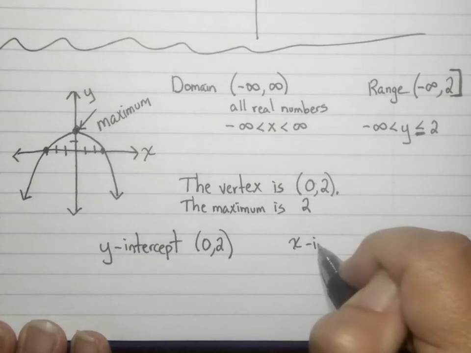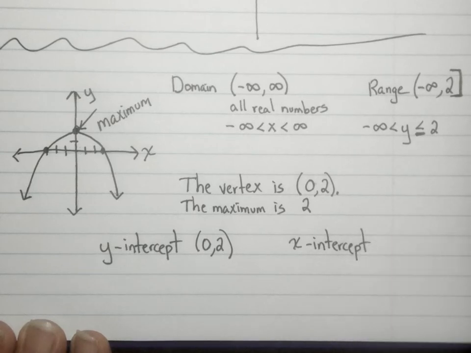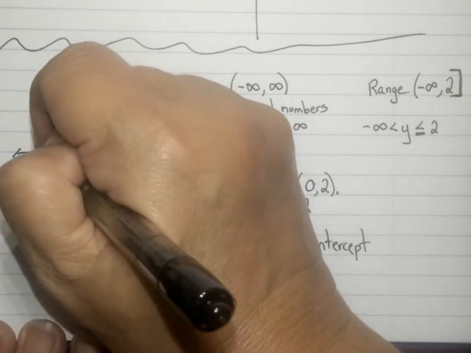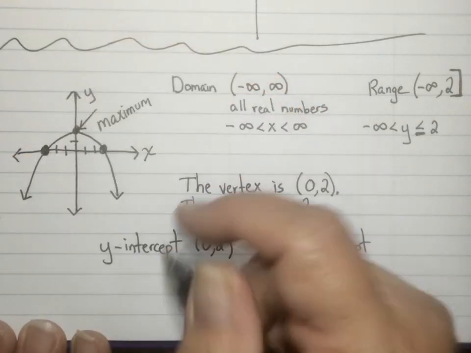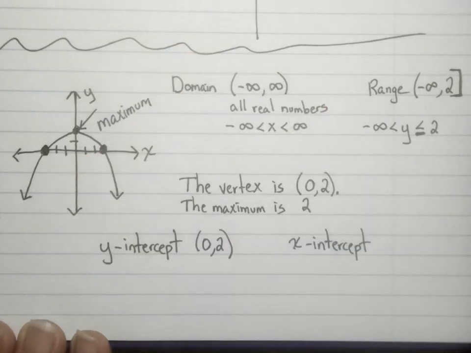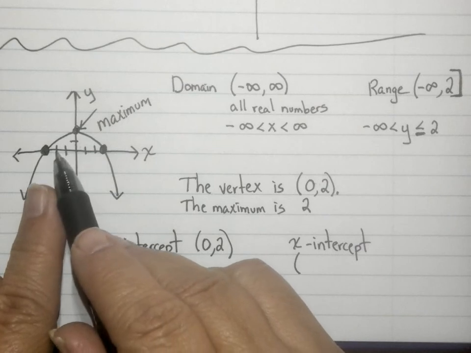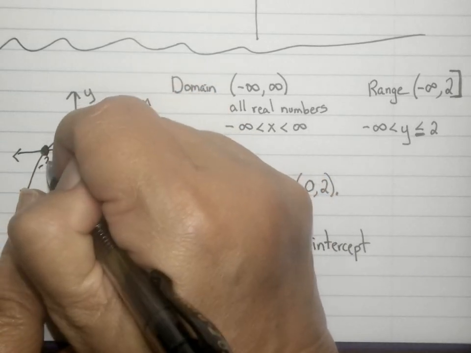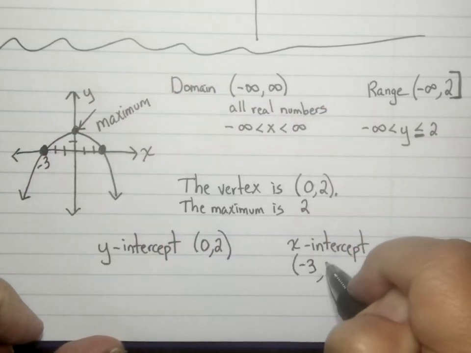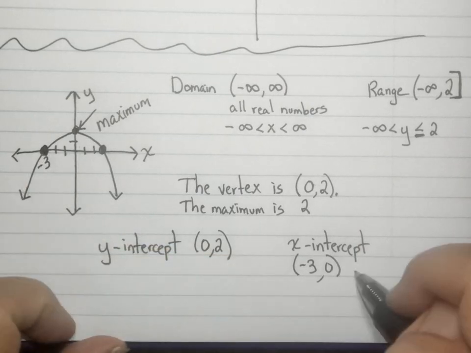And the x-intercept is where the graph crosses the x-axis. You see there's two spots? One x-intercept, another x-intercept. So where are those x-intercepts? 3 and 3. This 3 is positive 3 or negative 3? So negative 3, 0. That is 1 point for the x-intercept.